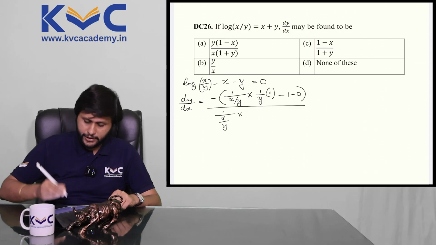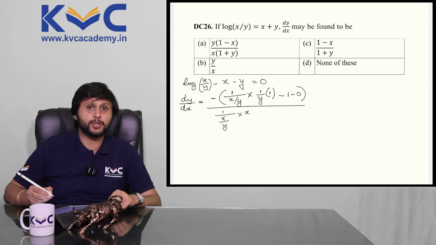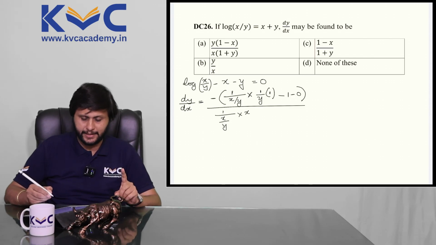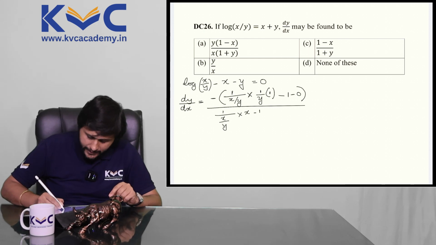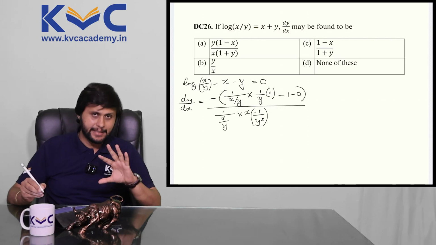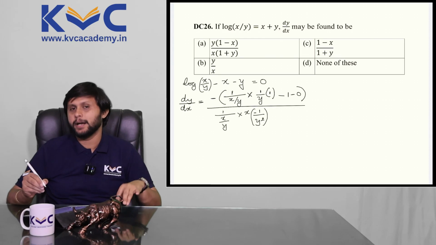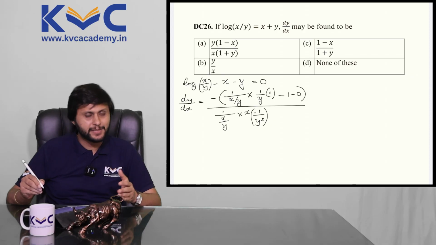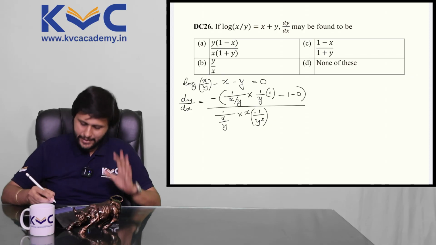into what is constant now? X is constant. Differentiation of 1 by y is remaining. Differentiation of 1 by y is minus 1 by y square. How did I get this? Differentiation of 1 by x with respect to x is minus 1 by x square. Differentiation of 1 by y with respect to y is minus 1 by y square.